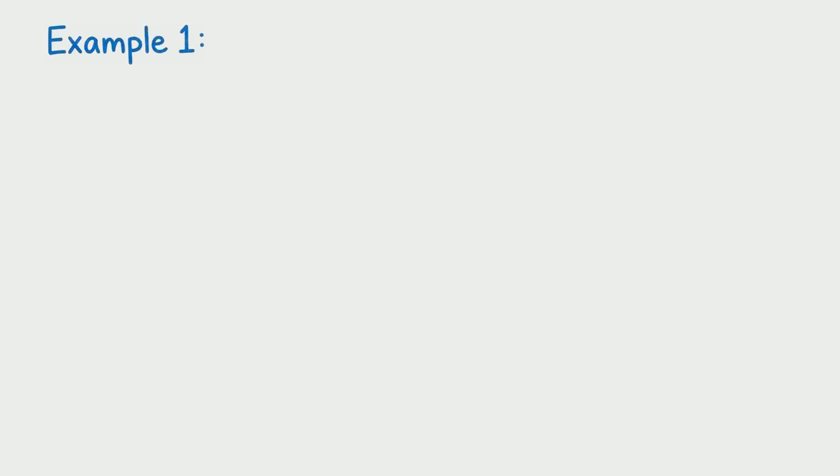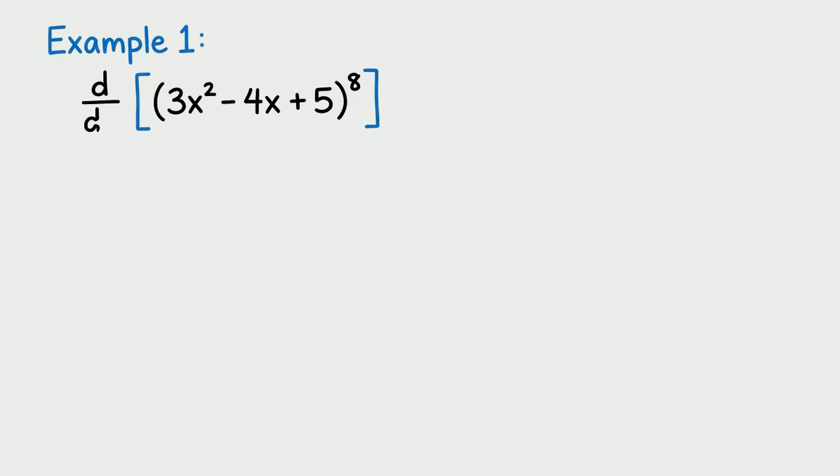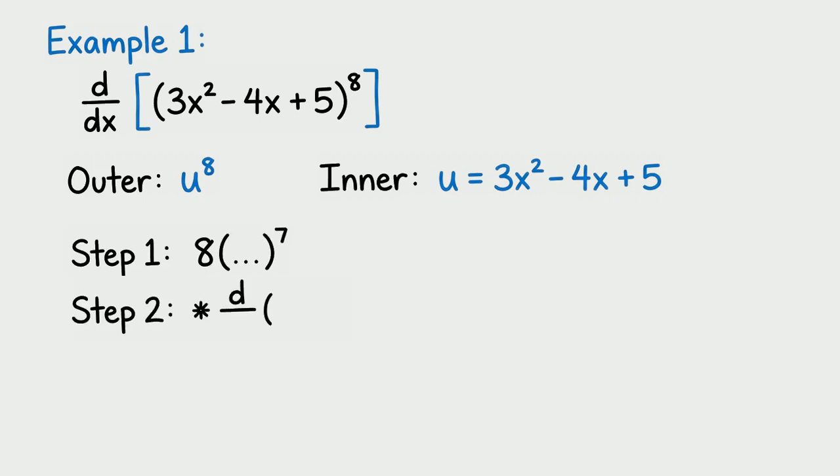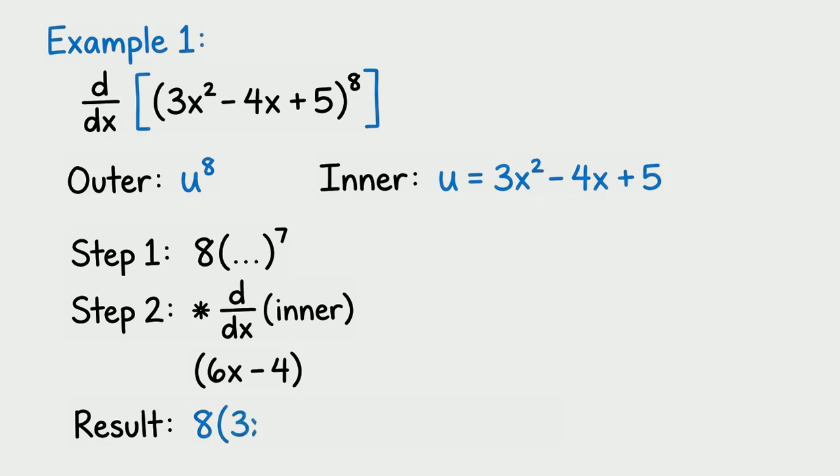First example, d/dx of (3x² − 4x + 5)^8. The outer function is u to the eighth. The inner function is u equals 3x² − 4x + 5. So the derivative is 8 times (3x² − 4x + 5)^7 times the derivative of the inside, which is 6x − 4. So the full derivative is 8 times (3x² − 4x + 5)^7 times (6x − 4).